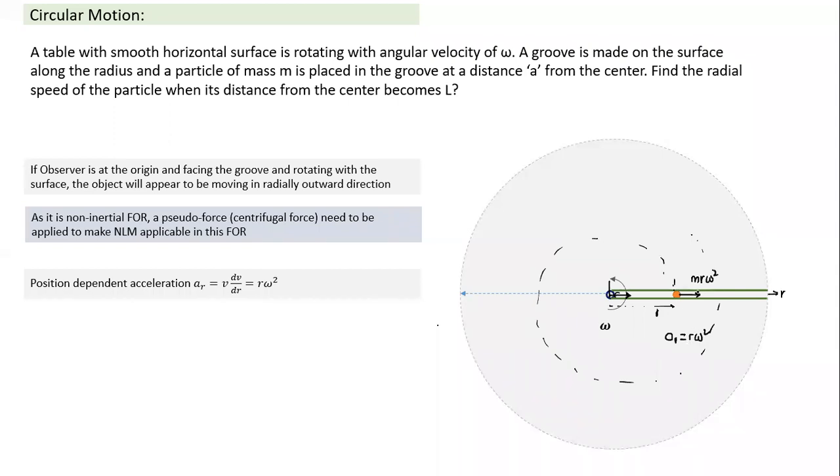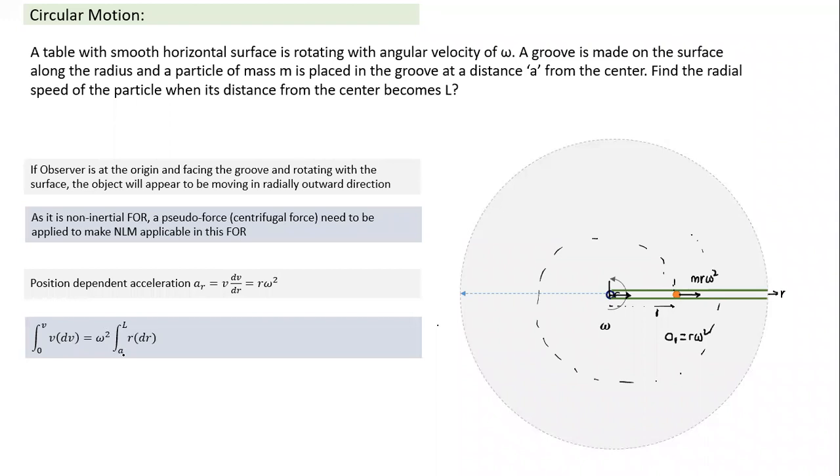So if I have to calculate any parameter, motion parameter, I have to use calculus. Here a is equal to v dv by dr, since the relationship required is between r and velocity. So again, we do the limits here. Limits is pretty simple.